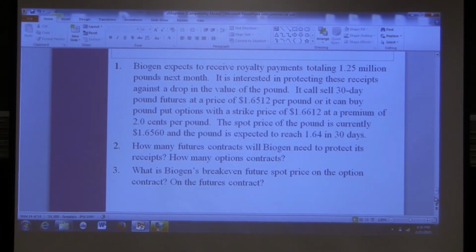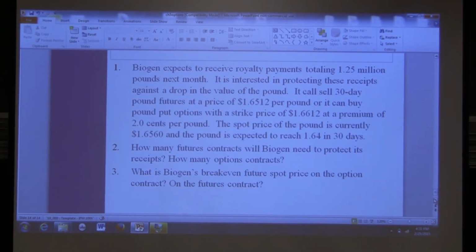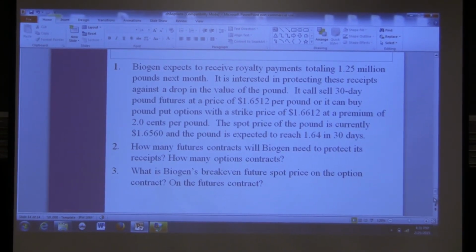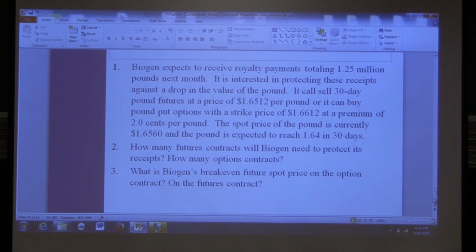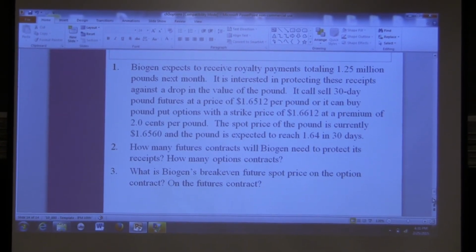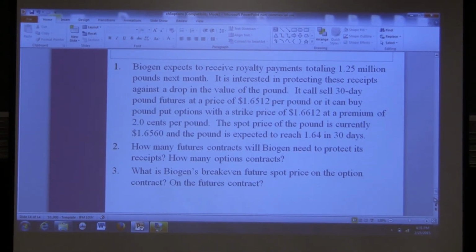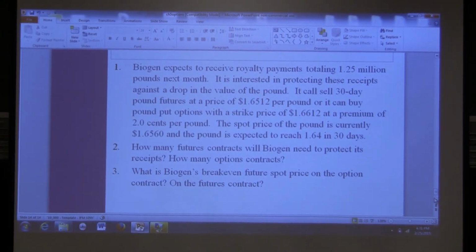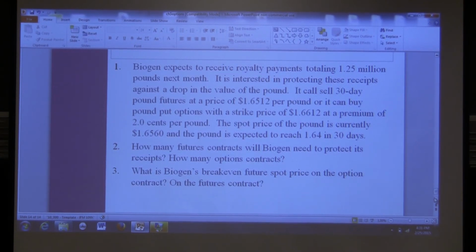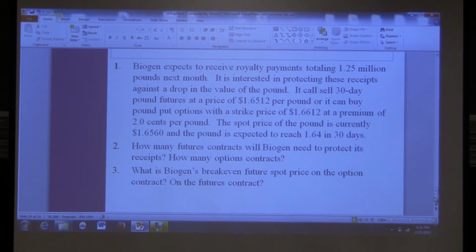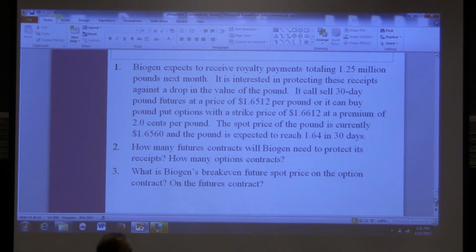Okay? Now, let's compare that with a call option, okay? Where the strike price is again 1.6512, and the premium, let's assume it's the same 2 cents. Okay? So that's what we want to do. So the call, K equals 1.6512, and the call premium is 0.02. So when we compare the futures with the options, what happens?